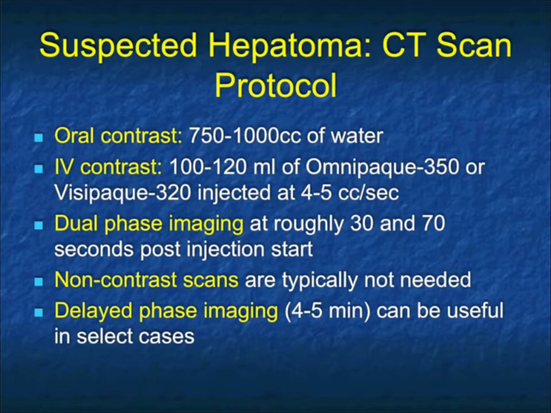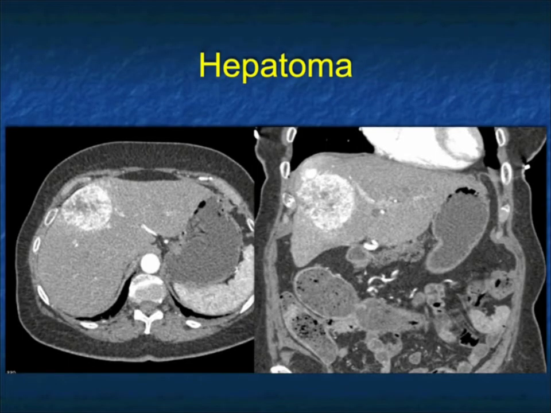Way back when, in cirrhotic patients, people would suggest non-contrast scans to look at the density, that it might be helpful in distinguishing regenerating nodules from hepatoma, but we can do that without non-contrast, and we save dose, so we don't do that. And delayed phase imaging can be helpful in select cases, perhaps with cholangiocarcinomas, as they can have a delayed enhancement, but routinely we're not doing delayed phase imaging.